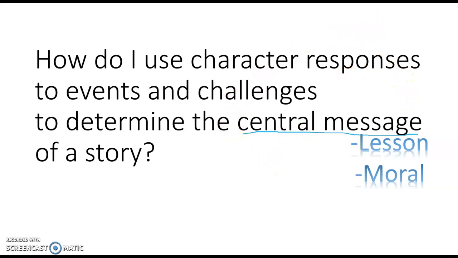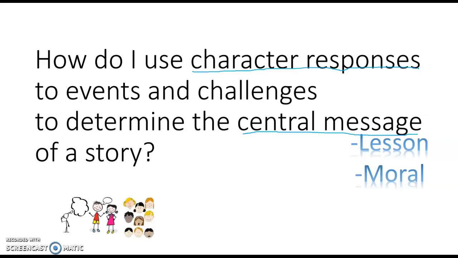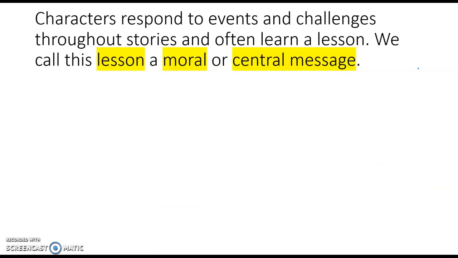We're going to be identifying that central message by looking at how the characters are responding. So we'll look again at the thoughts, the words, the feelings, and the actions of the characters, because that's how they respond to the events. So remember, characters respond to events and challenges throughout a story, and they often learn a lesson. We call this lesson a moral or central message.